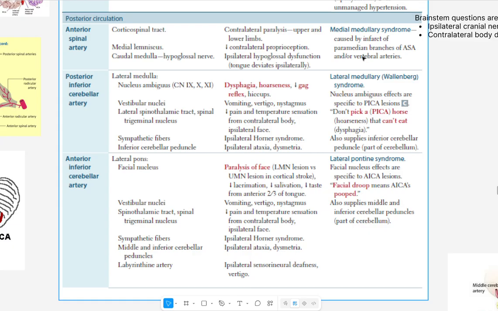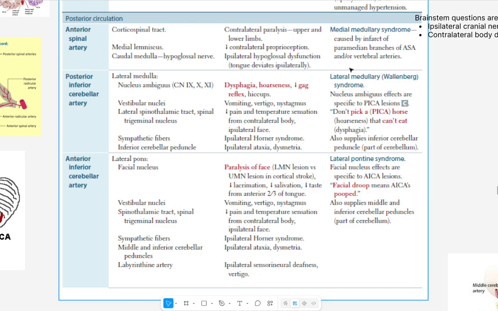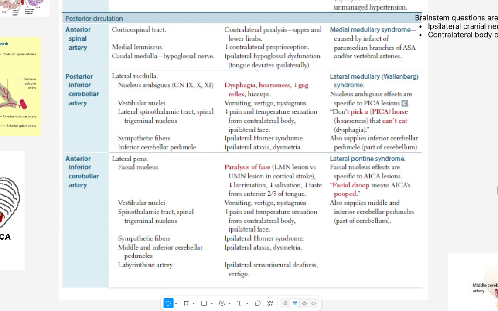It's caused by infarct of the paramedian branches of the anterior spinal artery or the vertebral arteries. Why is it mentioning the vertebral arteries here? Because the anterior spinal artery is formed by the union of two small branches originating from the intracranial segments of the vertebral arteries, right? So these two branches merge near the foramen magnum and descend as a single vessel along the front of the spinal cord. Okay, now let's look at the posterior inferior cerebellar artery.